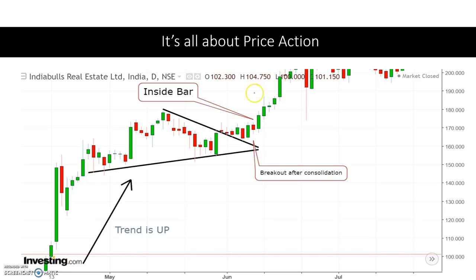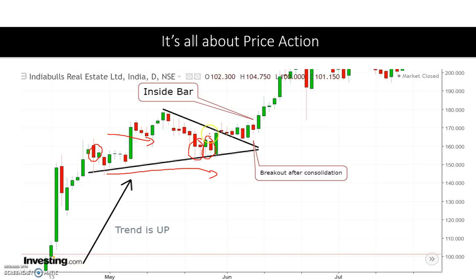Next, when to trade an inside bar. We saw it in a trend. We saw it to avoid in a sideways market. Now the trend is up on IB real estate daily chart. We see a period of consolidation. In this consolidation, we could see an inside bar, another inside bar and another inside bar. So such inside bars should be avoided. Why? Because it's a sideways market.